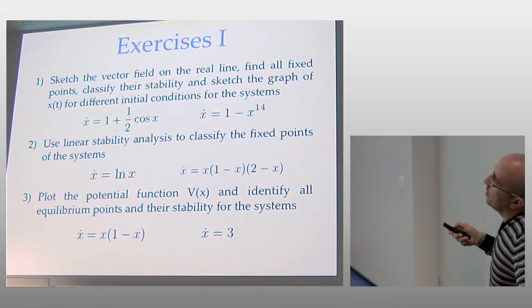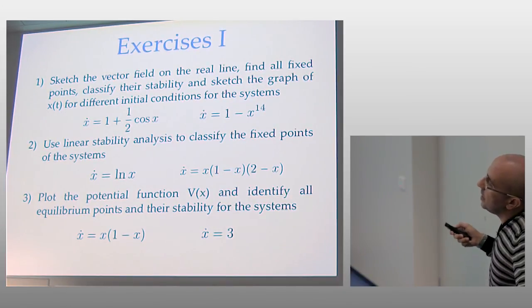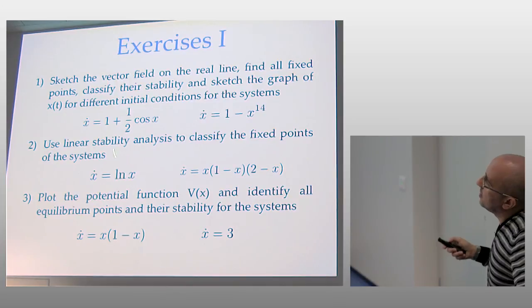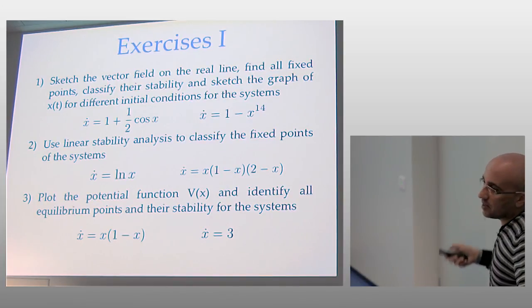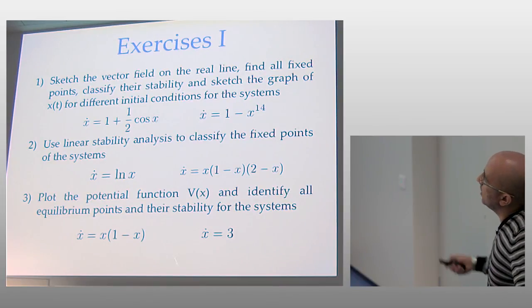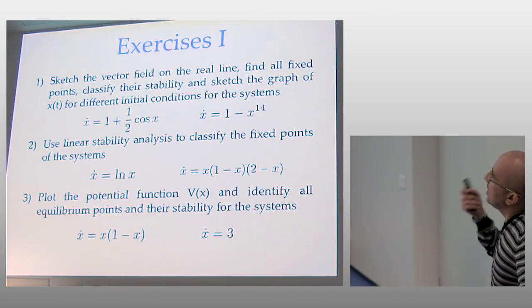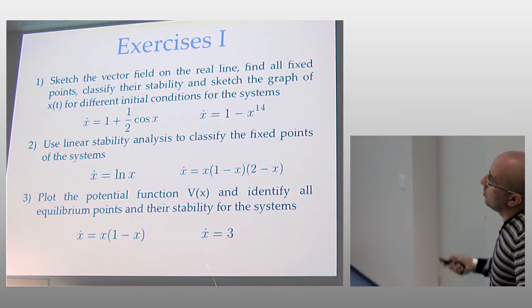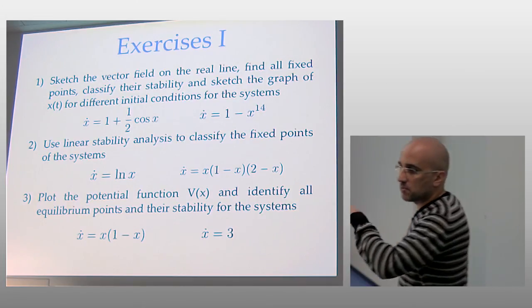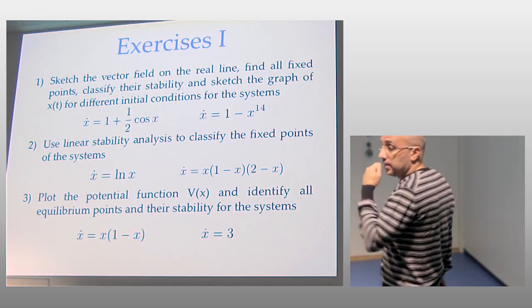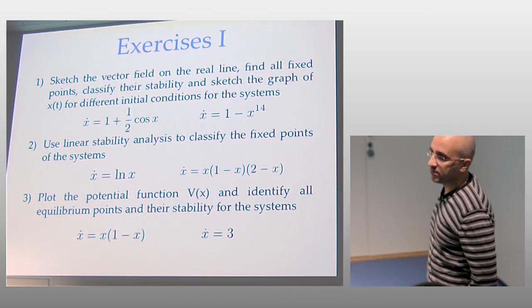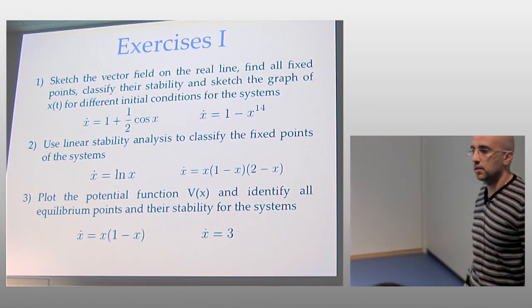And here, instead, you are invited to use the linear stability analysis. So basically, again, compute the derivative of these functions at the fixed points, and based on their sign, conclude whether each fixed point is stable or unstable. How many there are, and if they are stable or unstable, by computing the derivative. And the last thing is about the use of the potential. You have to derive the potential for these two systems, and based on their maxima and minima, as I showed you before, identify the fixed points and classify their stability.